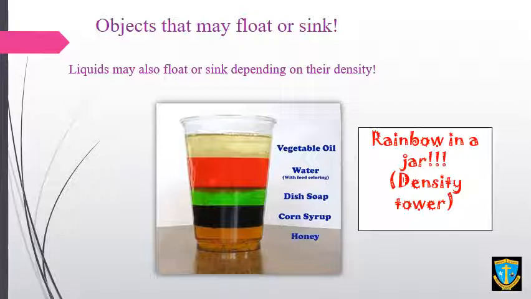The honey is the heaviest one, so it will settle at the bottom. The corn syrup, you may not get it, but you can try something else: the dish soap, water with food coloring, and vegetable oil. Vegetable oil will separate itself from the others.